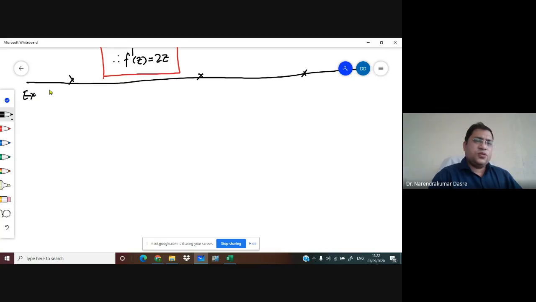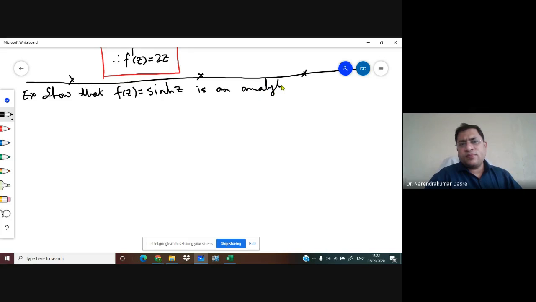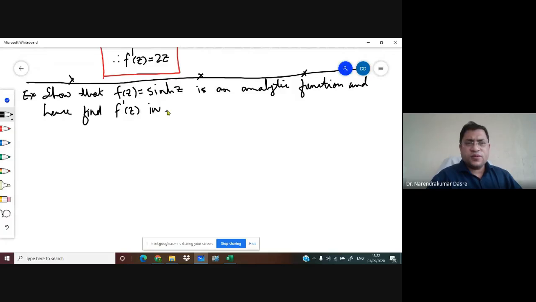Show that f of z is equal to hyperbolic sine z is an analytic function, and hence find f dash of z in terms of z. Okay, so that's what we have to find.